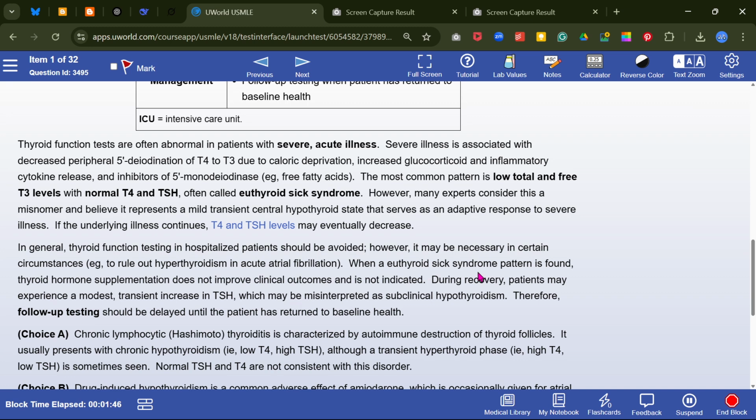When the euthyroid sick syndrome pattern is found, thyroid hormone supplementation does not improve clinical outcomes and is not indicated. During recovery, patients may experience a modest transient increase in TSH, which may be misinterpreted as subclinical hypothyroidism. Therefore, follow-up testing should be delayed until the patient returns to baseline health. Okay.